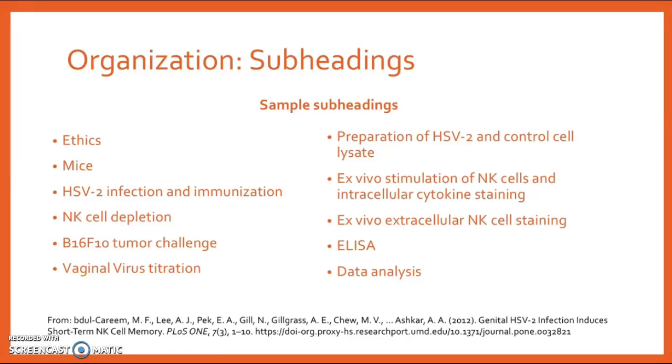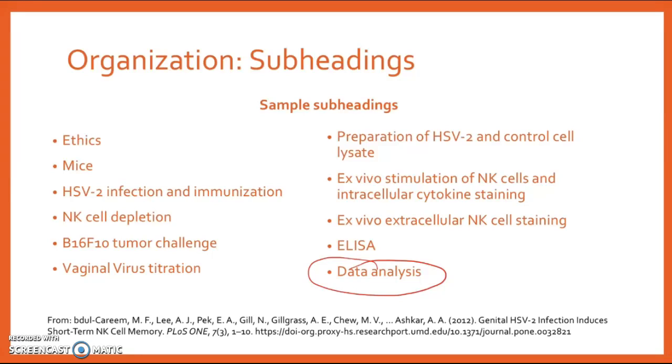This is another example of some sample subheadings. A lot more. It's a total of, let me see, 1, 2, 3, 4, 5, 6, 7, 8, 9, 11 subheadings. So a little lengthier, but it's okay as well. And this is also from PLOS ONE on HSV infection, on effect on short-term NK cell memory. So the first section has ethics, mice, meaning what was used, HSV2 infection, immunization, NK cell depletion, tumor challenge, mutation, and so on, all the way to the very end, data analysis, statistical analysis. Those are basically the same terms.